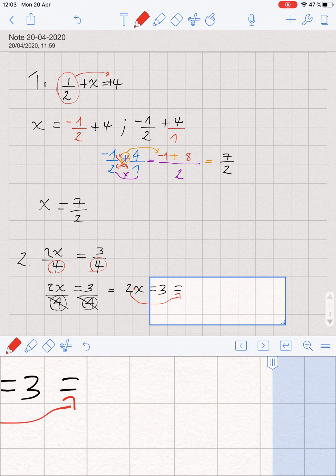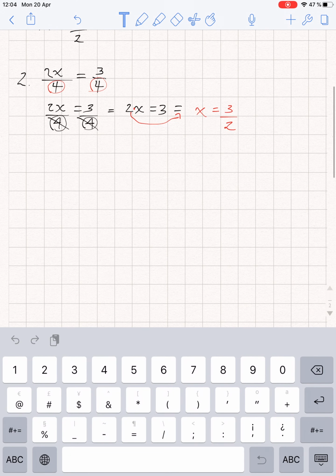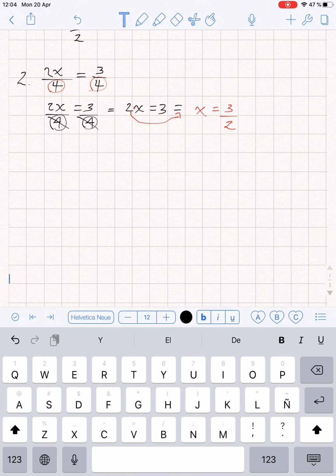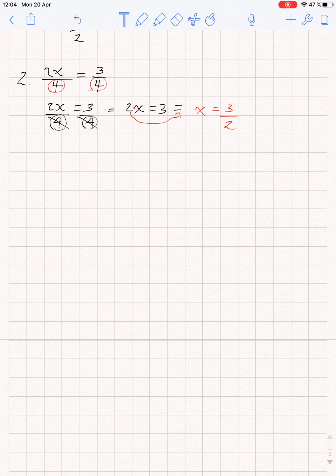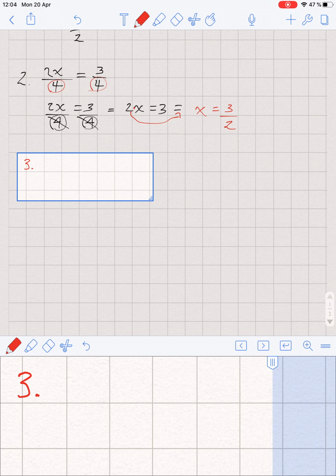That means the value for x is equal to 3 divided by 2. Why divided by 2? Because the 2 was multiplying the x. Okay, now another example. Example number 3. In example number 3, we will have a different expression.